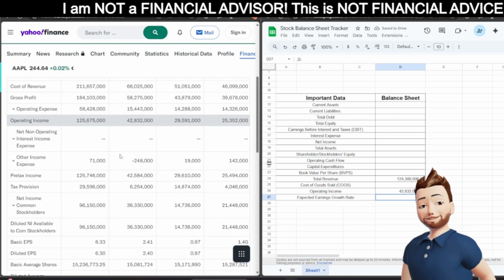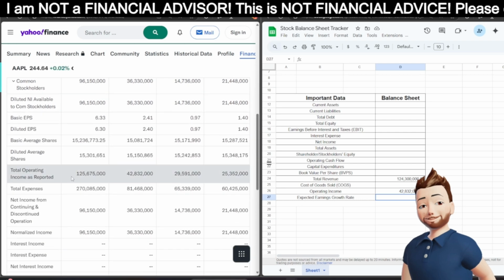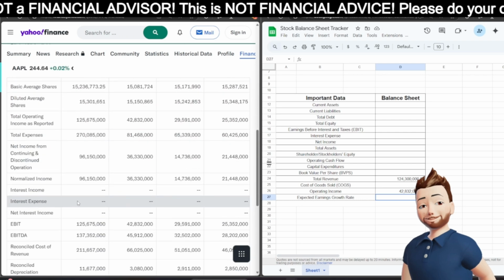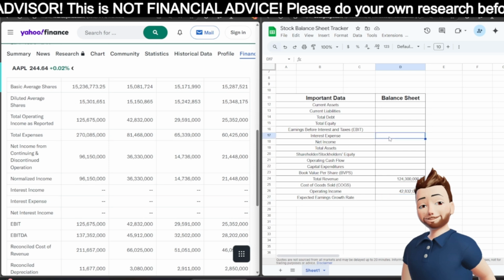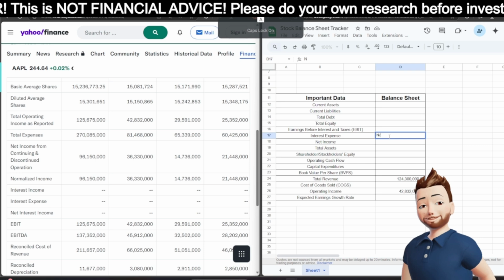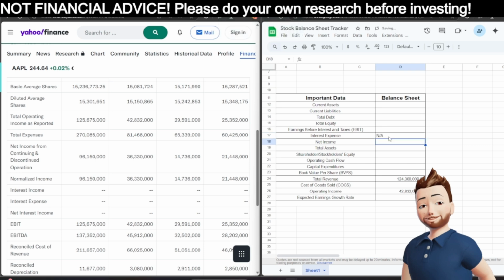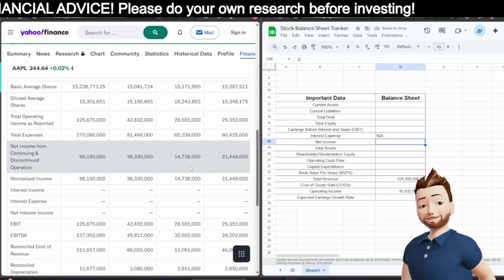There's other values here. I've been playing around with this quite a bit, honestly, and it's kind of just giving me a little bit of a headache. And I'll explain everything as we go through here. Interest expense, we're just going to leave that blank, no big deal. I'll just write NA for that one. I'm not too worried about that one.